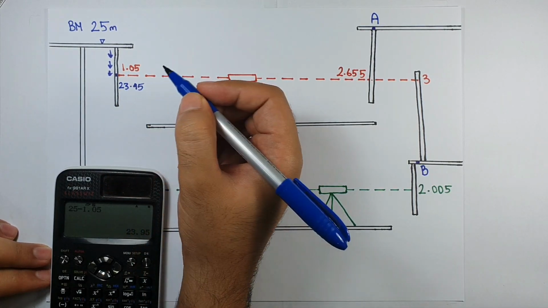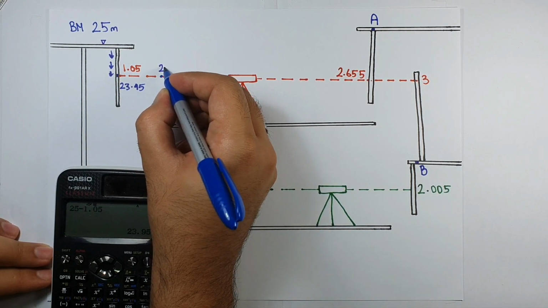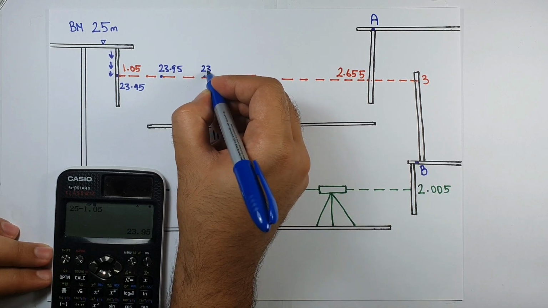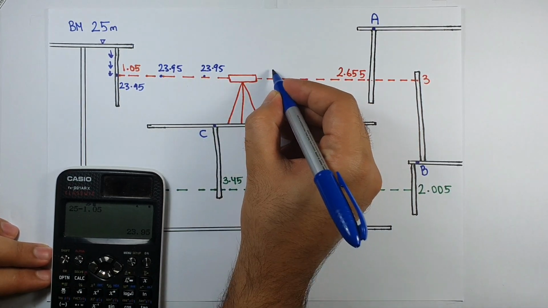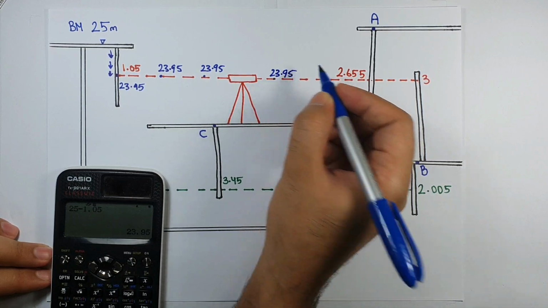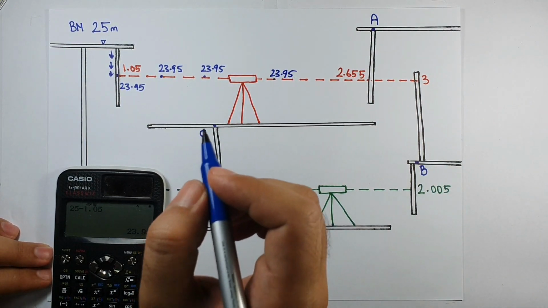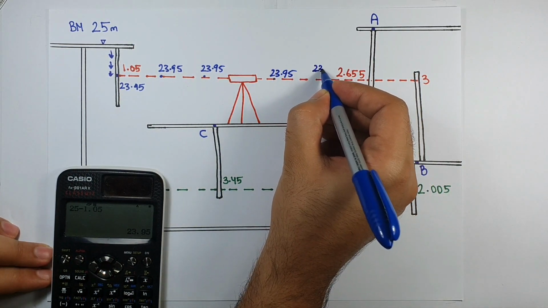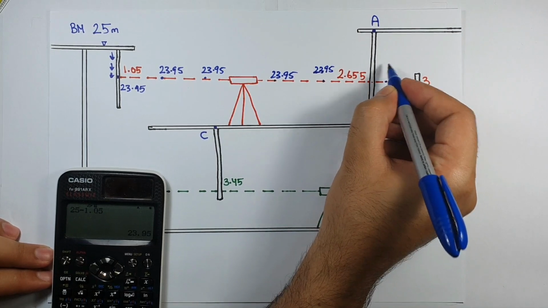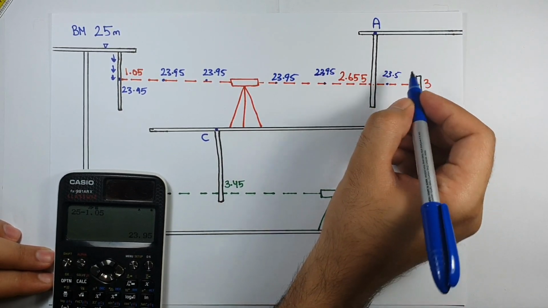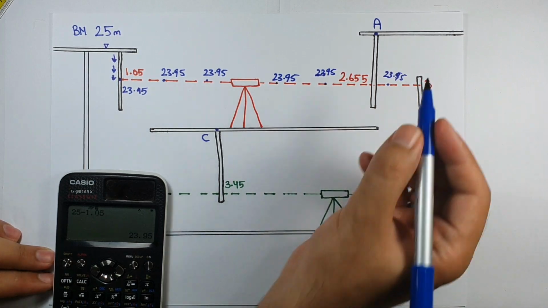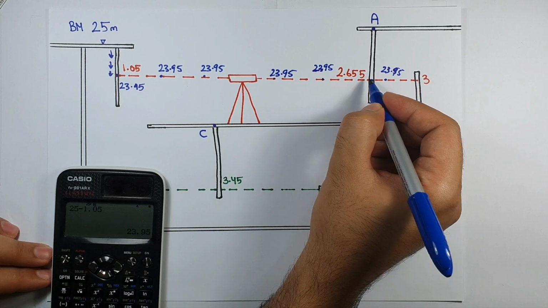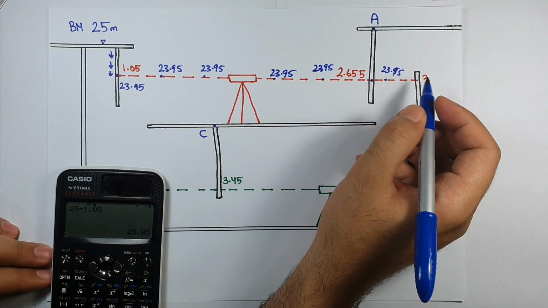So this point has a reduced level of 23.95. Similarly, all the points on this red line are with the same reduced level, because we are considering this line as a fit, straight, truly horizontal line. Here also 23.95. When I reach this point, it has a reduced level of 23.95 as well.